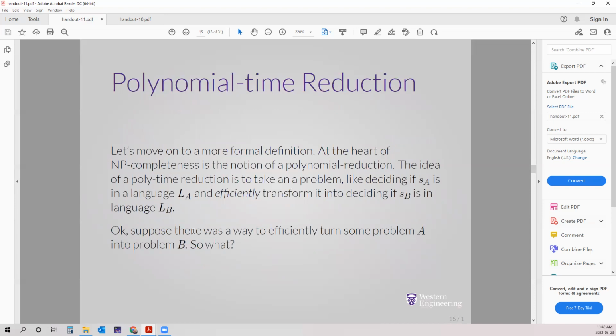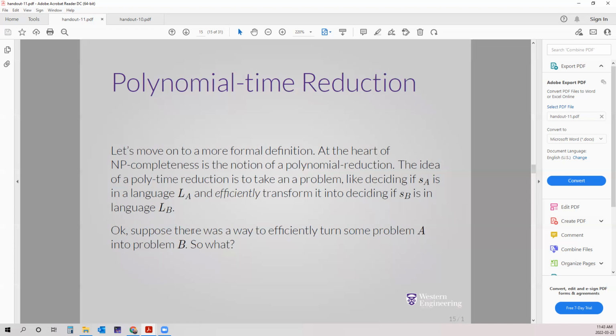Okay, here we start talking about polynomial time reduction. So we need to have a more formal definition. The heart of NP completeness is the notion of a polynomial reduction. The idea of a polynomial time reduction is to take a problem, like deciding if S_A is in the language L_A, and efficiently transform it into deciding if S_B is in the language L_B.